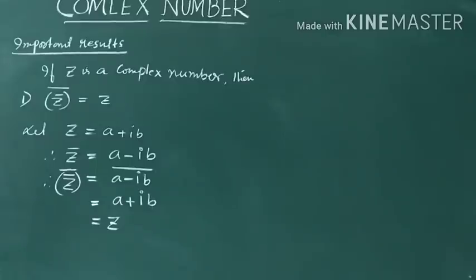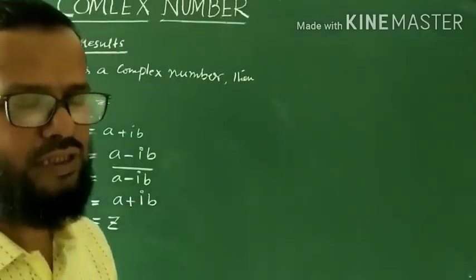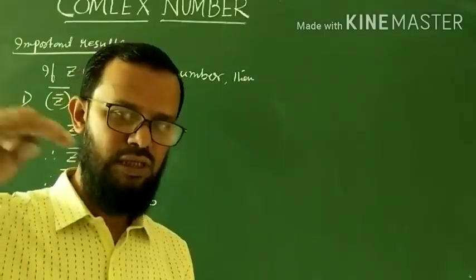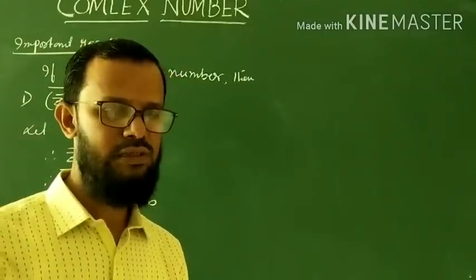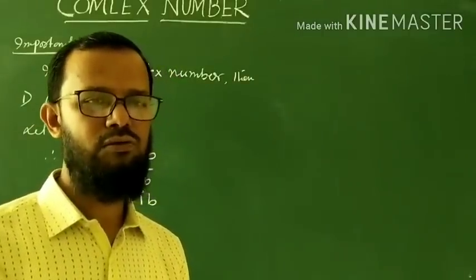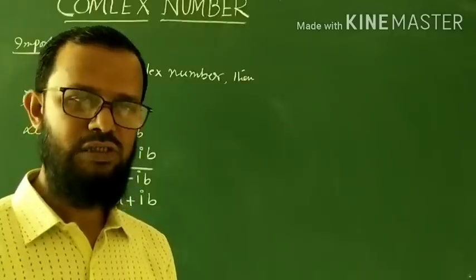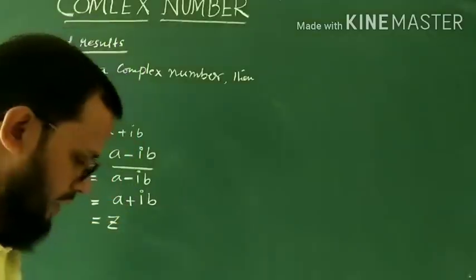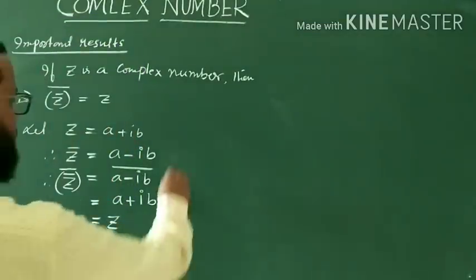So z bar whole bar equals z. That means if you take the conjugate of a complex number twice, you will return back to the original complex number. Whatever the complex number is, if you take the conjugate twice, you get the original complex number back.